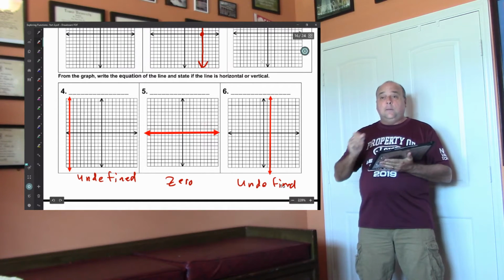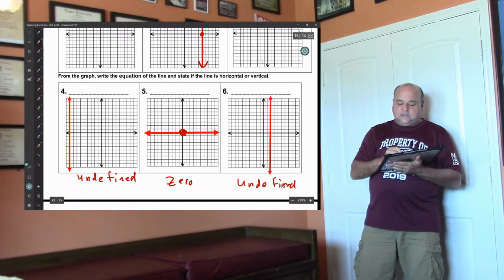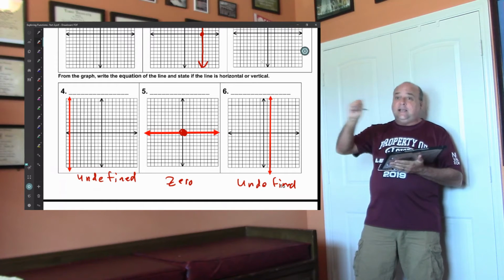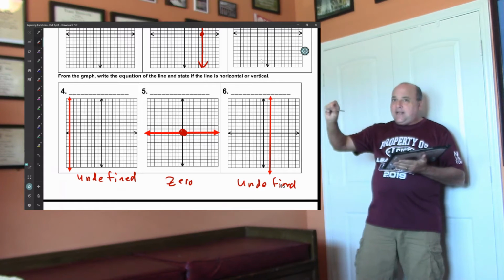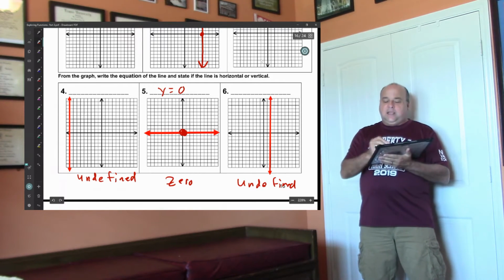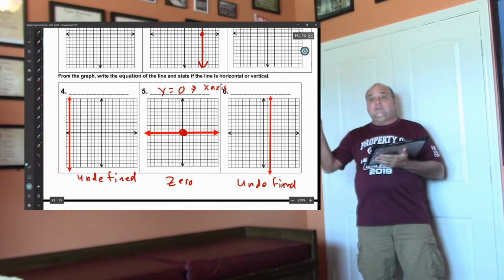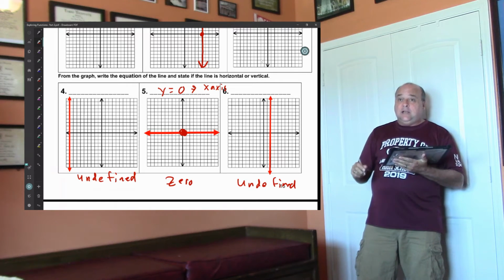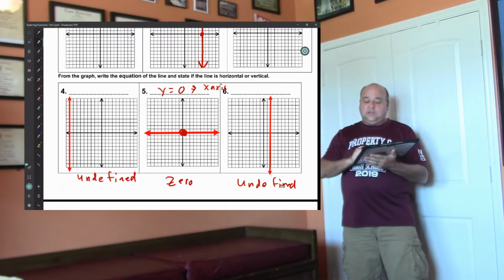Now then, I'm going to do number 5 for you. It's kind of tricky, but number 5, put a dot where it crosses. It is the x-axis. It does not cross the x-axis. It's on top, but it crosses the y-axis. A flat line has a y equal, right? And it crosses at 0. So that is your x-axis. The y-axis would be x equals 0, wouldn't it? So what we did on number 5 was basically write the equation of the x-axis. You can do 4 and 6 for your homework.